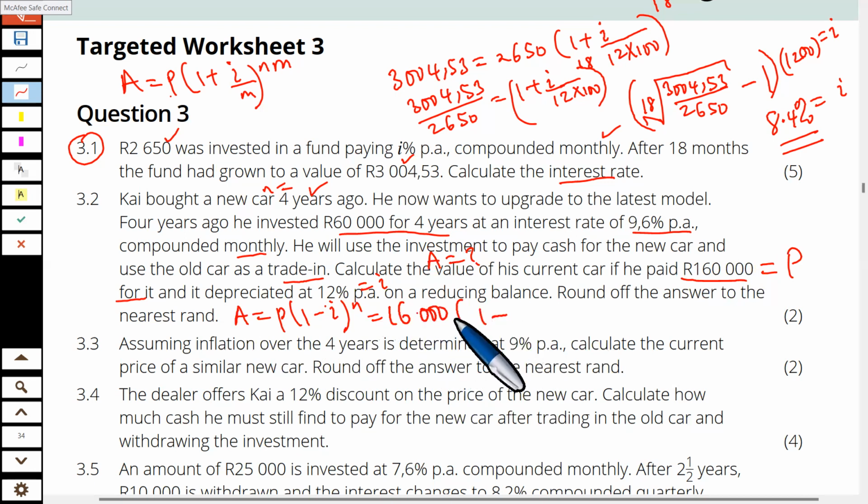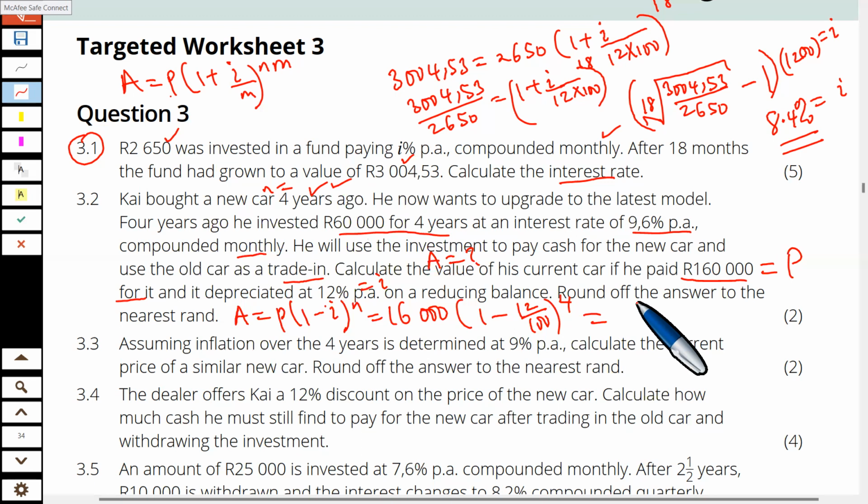160,000 into 1 minus. What is the I? Here it is. It is actually the 12 you divide by 100. And then you raise it to the power. How many years are these? Obviously, it's 4 years that we're dealing with, because Kai bought the new car 4 years ago. So you put 4 here, and then you just calculate and get the answer.